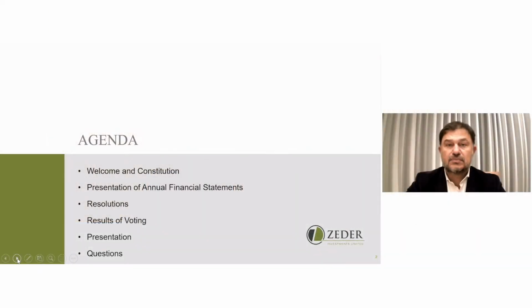Zeder shareholders or their representatives who are entitled to vote at this meeting had to follow the registration process detailed in the notice of this meeting. Following successful registration, the transfer secretary would have provided you with the details on how to access the meeting by means of electronic participation.